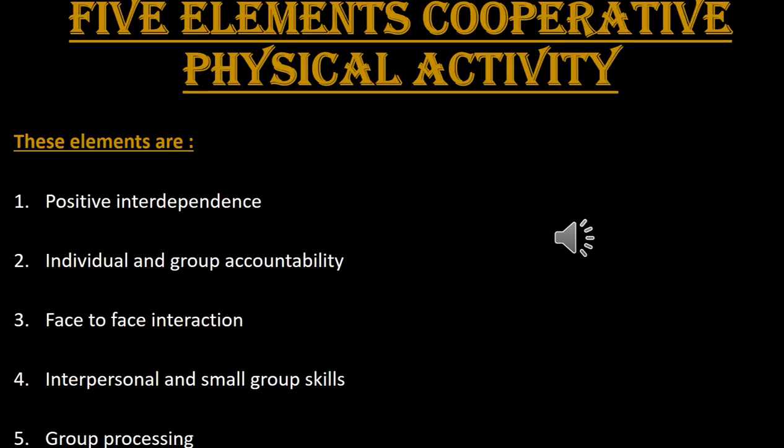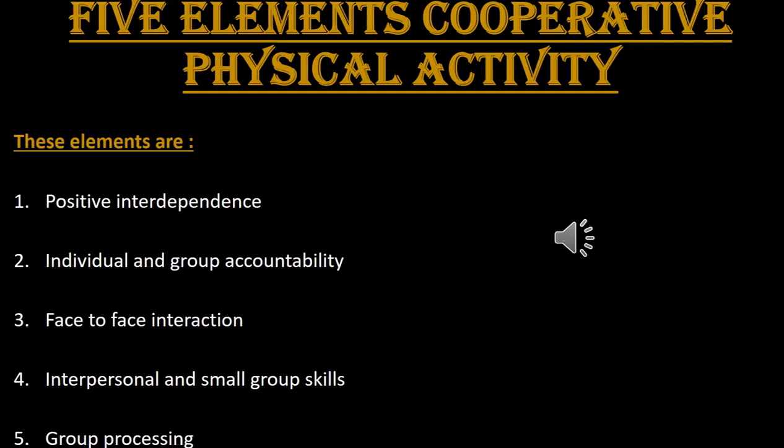Dear learners, these are the 5 elements of cooperative physical activity. That is, there is that kind of positive interdependence. Since you all know that you are one and you are having an activity, you depend on one another to achieve the aim for which that activity is formed.